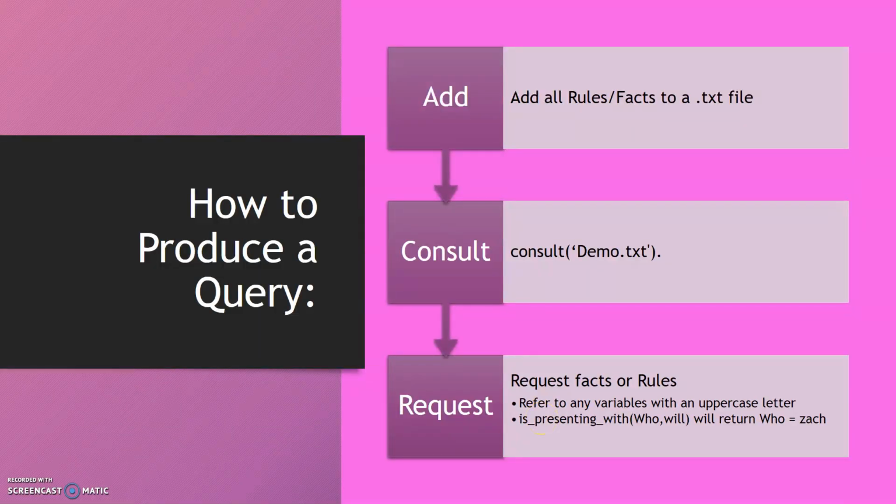Now we will show how to produce a query in Prolog. The first step is you need to add all the rules and facts to a text file like we did in the previous two slides. Then use the command consult, which opens up this text file. In our case, we use consult demo.txt. And finally, you request facts or rules and refer to any variables with an uppercase letter.